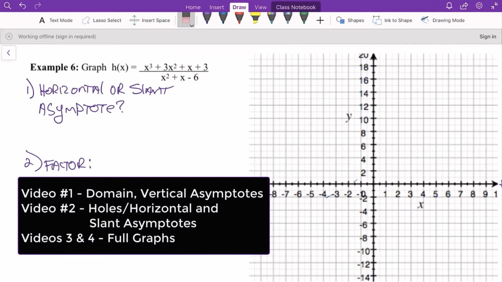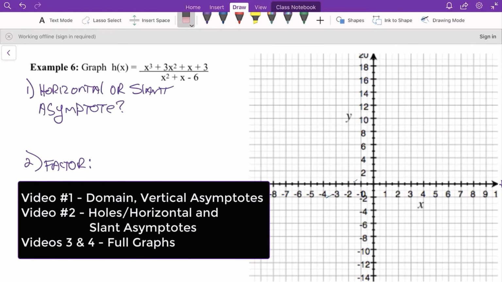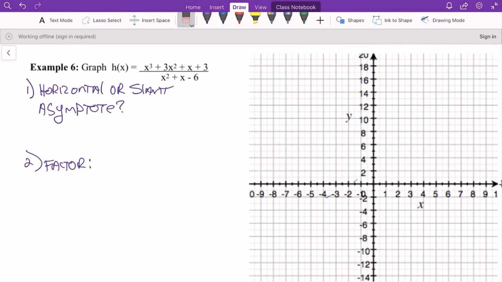So, as I had done in my other videos, the first step is this. What I like to do first is determine whether we have a horizontal or a slant asymptote. If you missed that, I covered this in video 2. Basically, you're looking for the degree of the numerator and the degree of the denominator, and that's the highest exponent in each. That's going to tell you whether you have a horizontal or a slant asymptote.